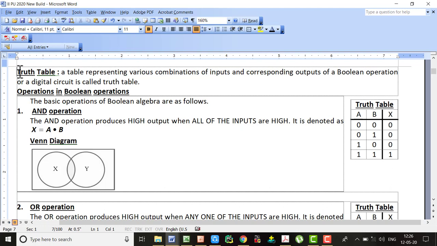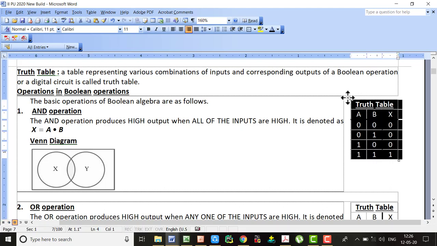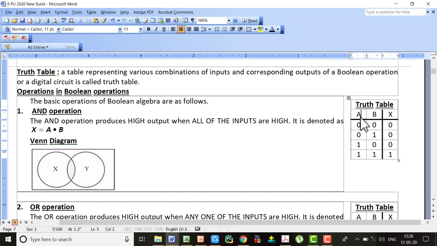Whatever operations Boolean algebra presents, these operations are going to be presented with all possible combinations of inputs and corresponding outputs through a special table called a truth table. Say for example, you may be watching this particular table here. This table is comprised of two input possible combinations A and B, and these combinations are producing the output.